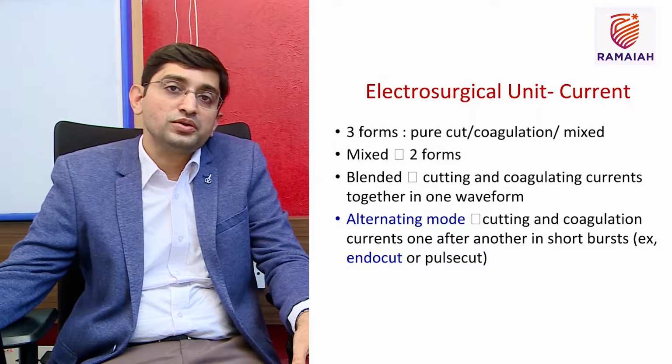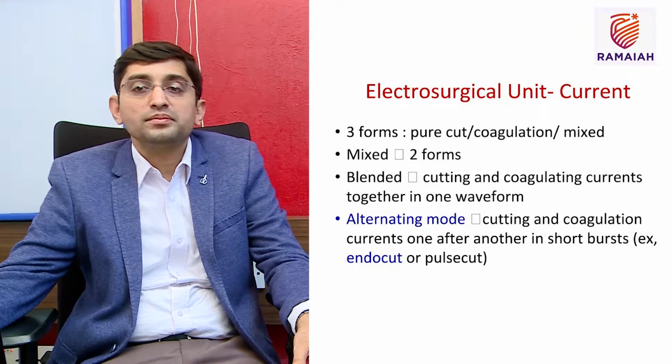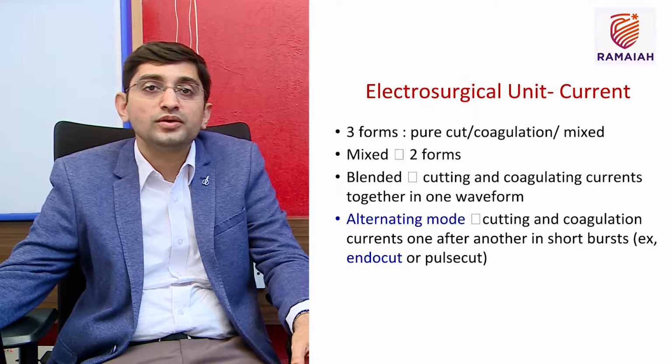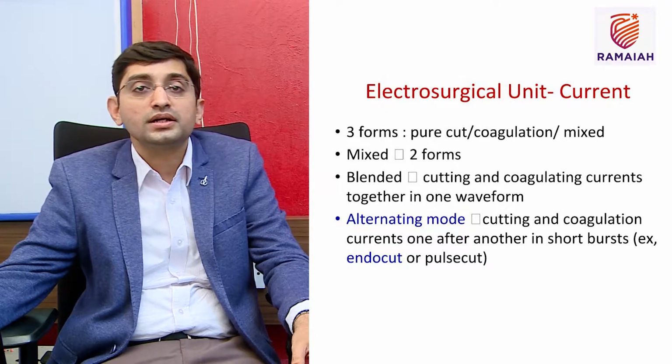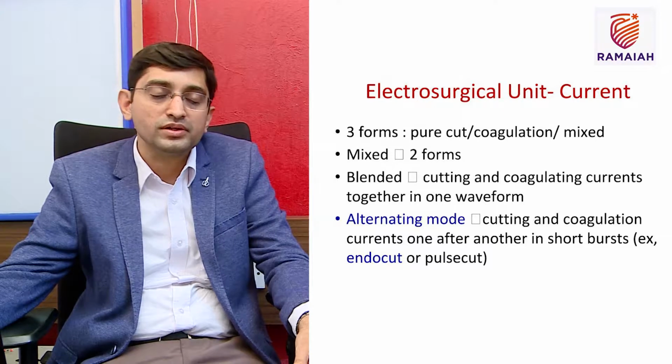In an electrosurgical unit, whenever we look at which current we are going to use, it can be a pure cut current, a coagulation plus cut current, or a mixed current. Mixed current can be in two forms, blended or alternate mode, which is basically like the Endocut mode that we use the majority of the time.